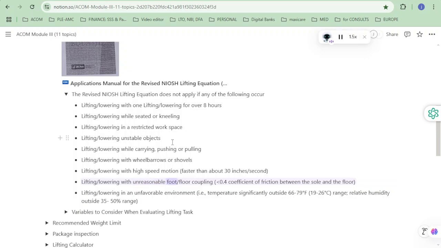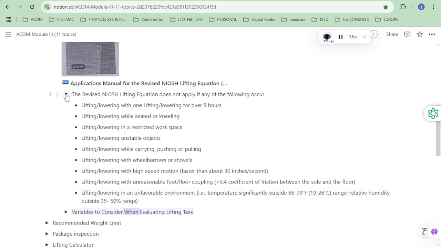Lifting/lowering with unreasonable foot/floor coupling, 0.4 coefficient of friction between the sole and the floor. Lifting/lowering in an unfavorable environment, i.e., temperature significantly outside the 66 to 79 degrees Fahrenheit, 19 to 26 degrees Celsius, range, or relative humidity outside the 35–50% range.